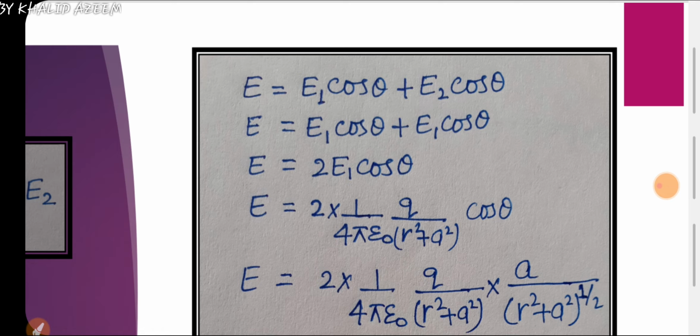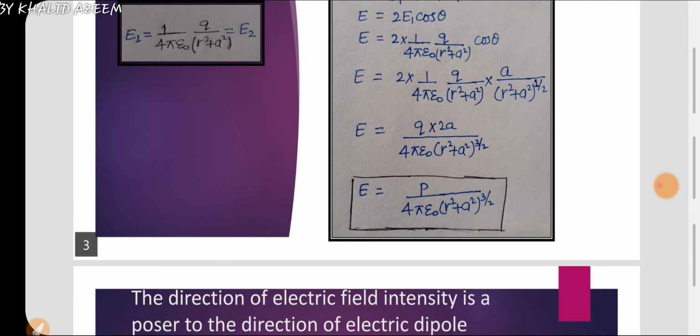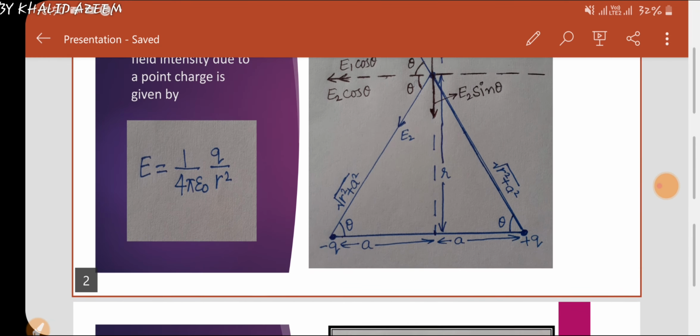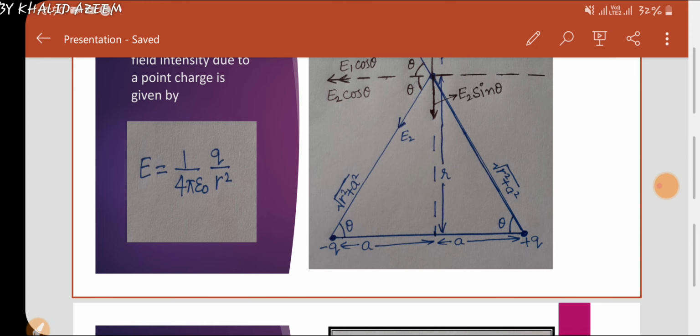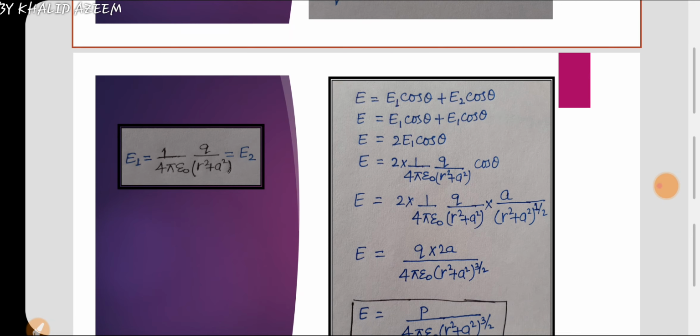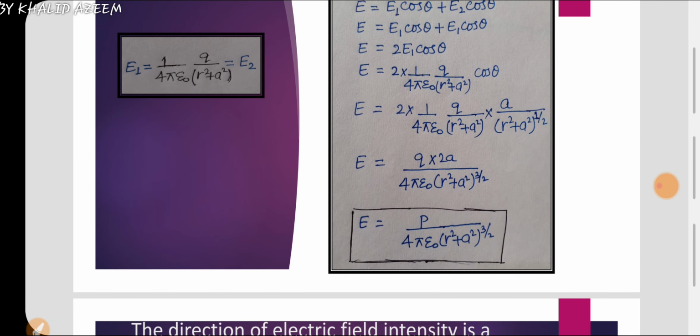Now in the next step I am writing the value of cos theta. As you know, cos theta is equal to base upon hypotenuse. So base is a and hypotenuse is under root r square plus a square. So instead of under root I am writing half power, and this 2 is written with a. So q into 2a will become P, and electric field will be P upon 4 pi epsilon naught into r square plus a square to the power 3 by 2.